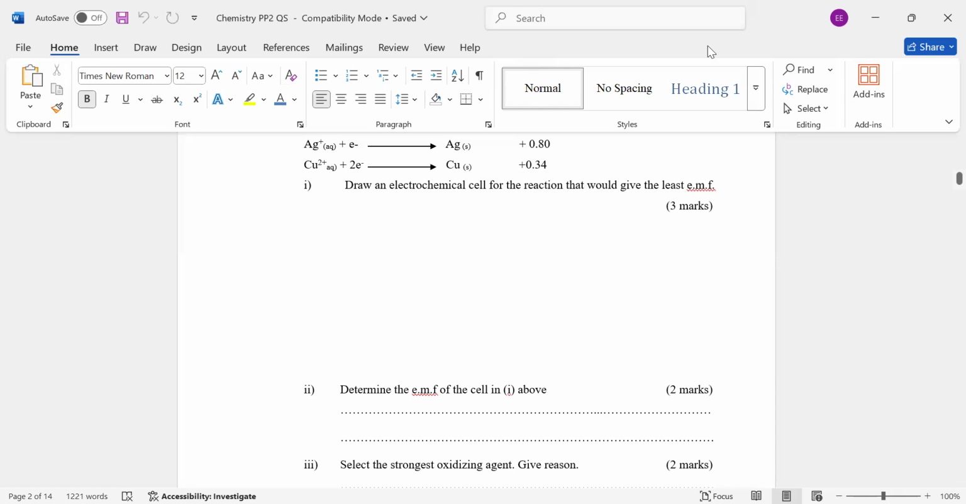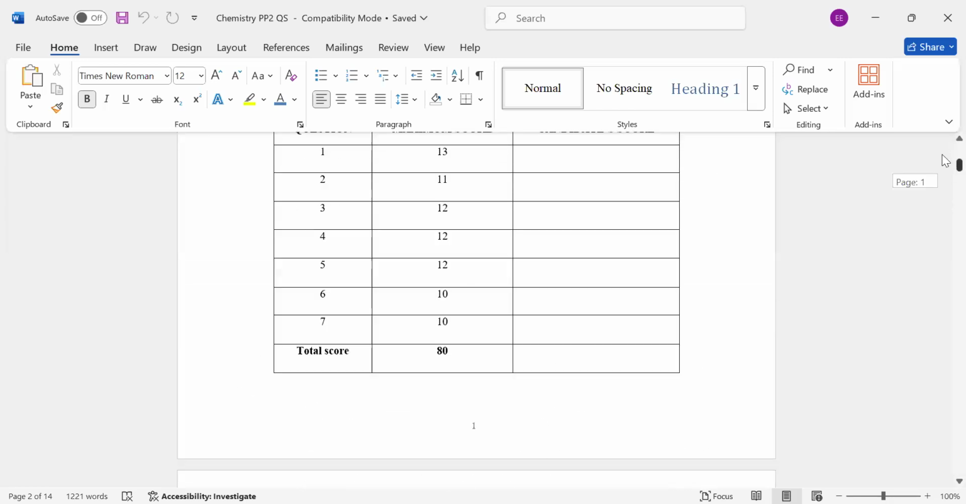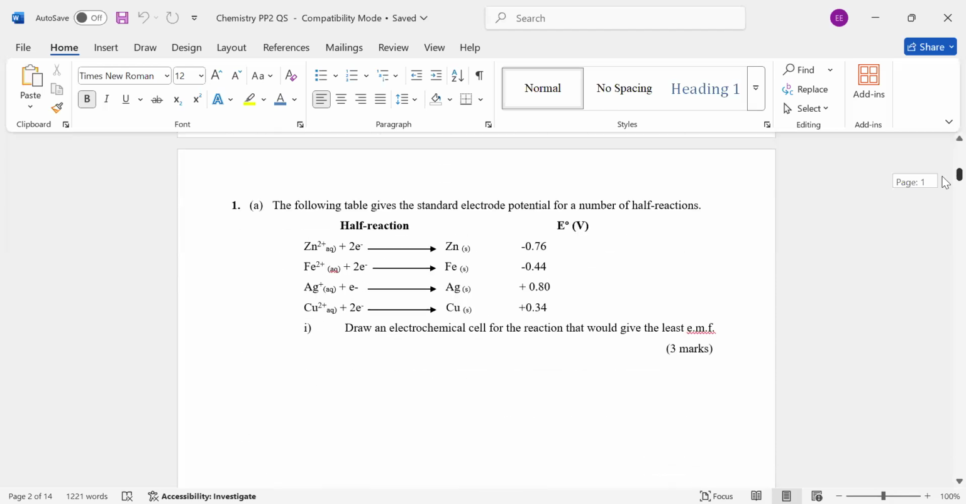I believe you can see the question paper that is being shared, and let us make this class an interactive class. If I ask a question, please do answer so that we can have an interactive class. Now, let's look at the first question.